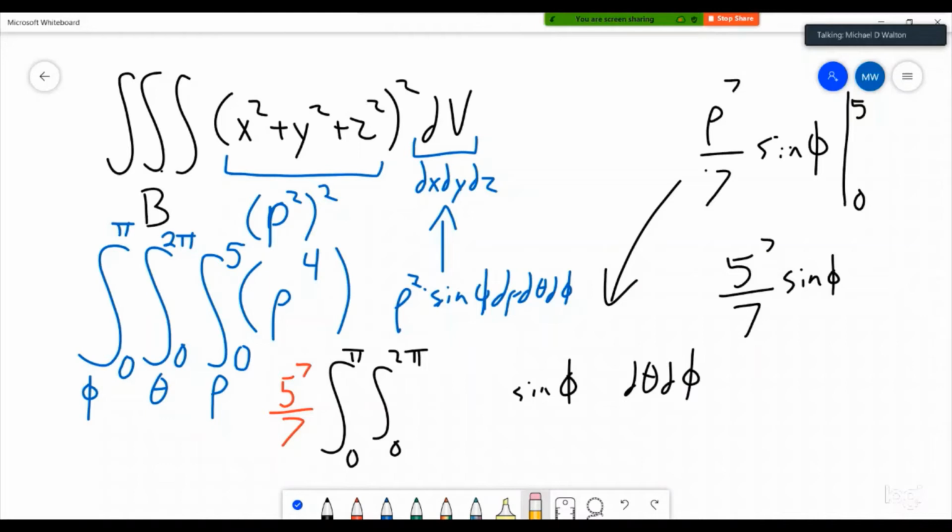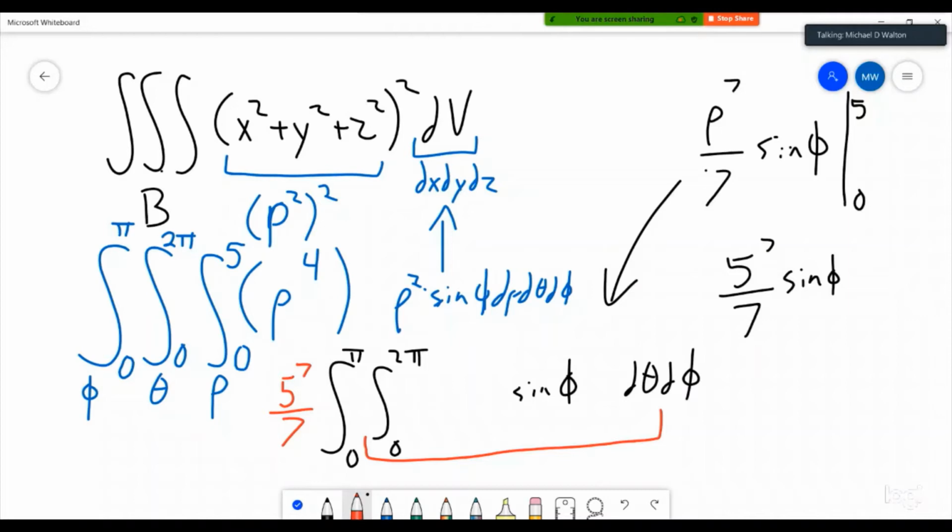So this is what we are left with. We pulled the 5 to the 7th over 7 out to the front, the sine of phi stuck around, and so this is what we then have to evaluate. By then looking at the next insidemost integral, we have the integral from 0 to 2 pi of sine of phi with respect to theta.